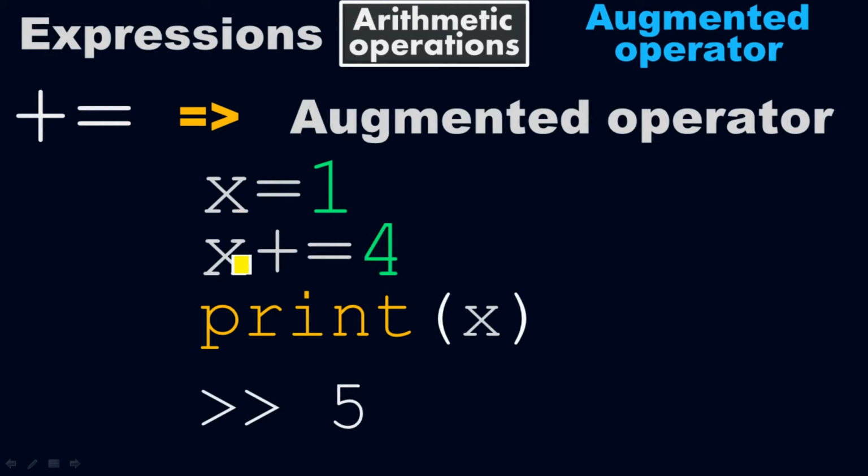What is x? X is 1. This x plus equals to 4 means that augment, add this 4 to the 1, which equals to 5. We have augmented 4 to the x, which is 1. So 4 plus 1 equals to 5. This is called the augmented operator.